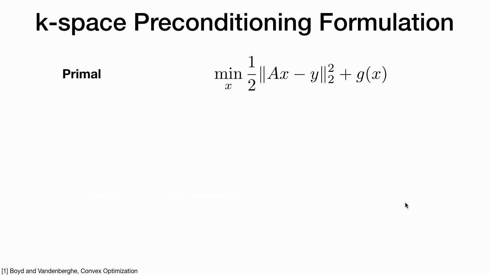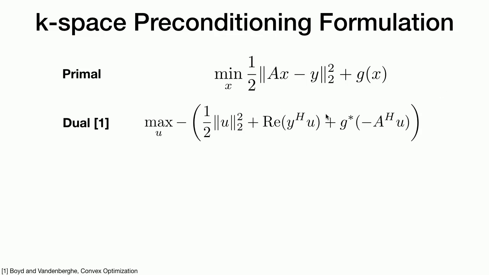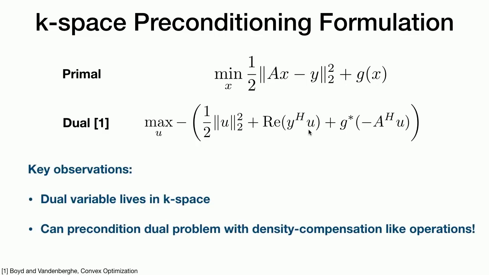So how can we precondition in k-space? If you look at our objective function, this is convex and constrained. And so these types of problems always have a dual problem. And the dual problem is closely connected to a primal one. So if you solve one, you can bring it back to the other one. And if you stare at the dual problem close enough, you find that the dual variable actually lives in k-space. And so the key observation here is that we can solve for the dual problem and precondition it in k-space with a density compensation-like operation and then get back the image.